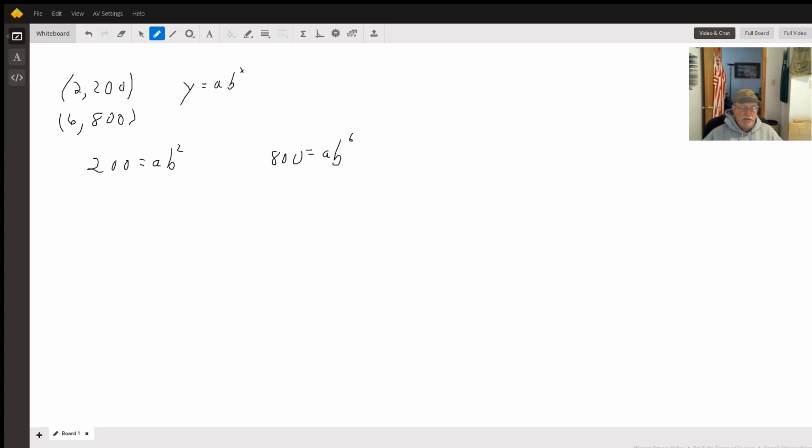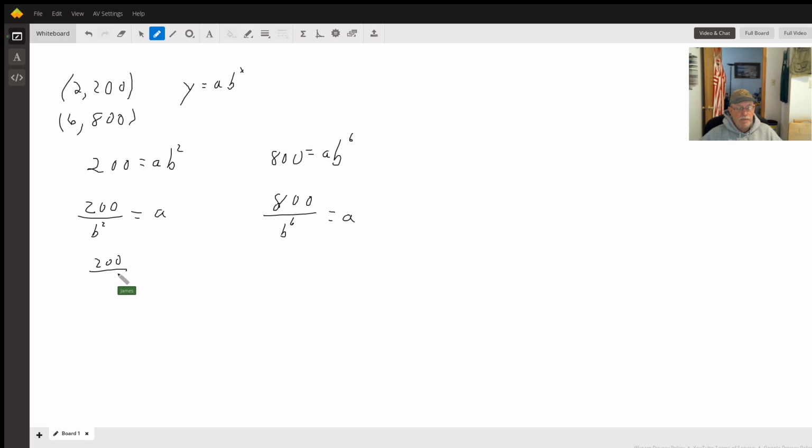So we can write the equations 200 equals a times b squared, and 800 equals a times b to the sixth. So now we want to solve both of these equations for a. So I'm going to divide both sides by b squared here, and I'm going to get 200 over b squared equals a. For this one, I'll get 800 over b to the sixth equals a. Well, now a has to equal itself, so we can set those equal to each other.